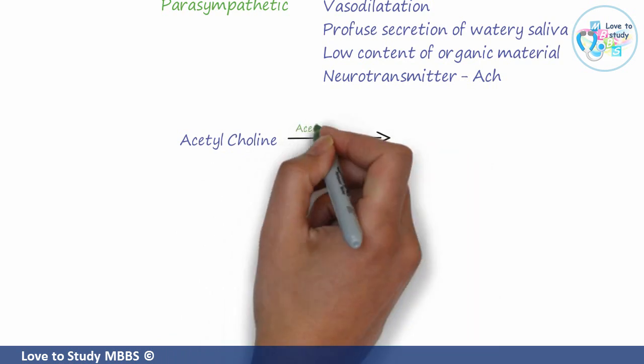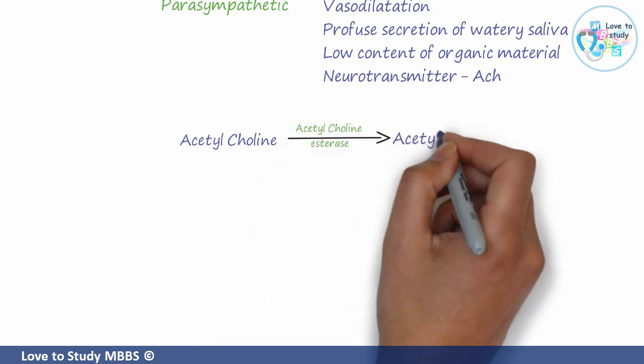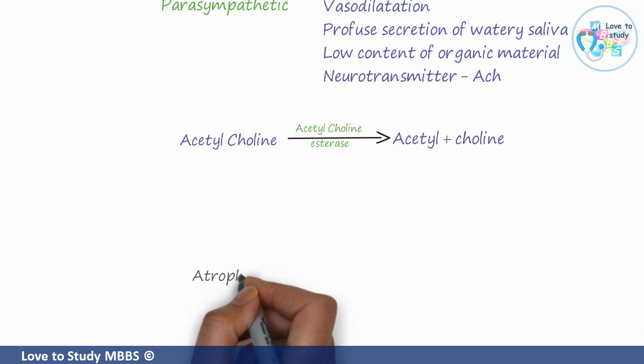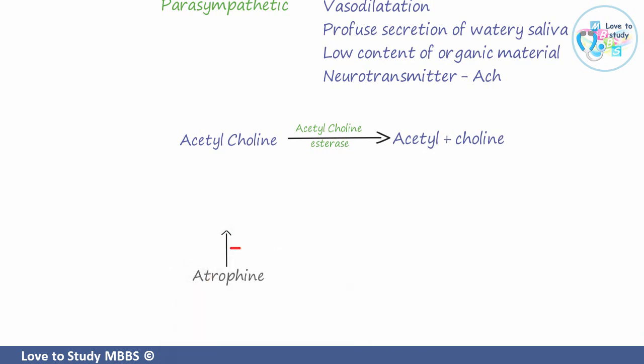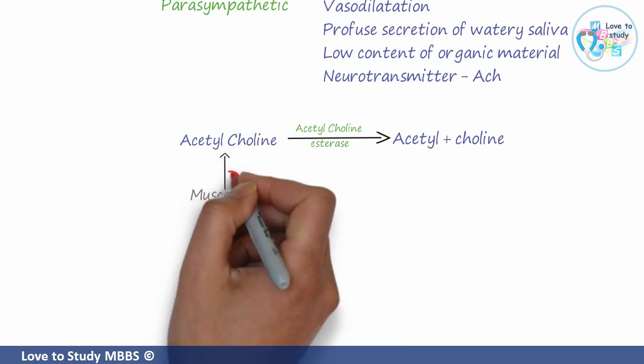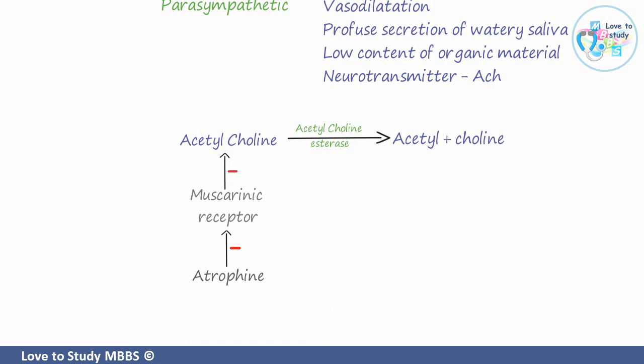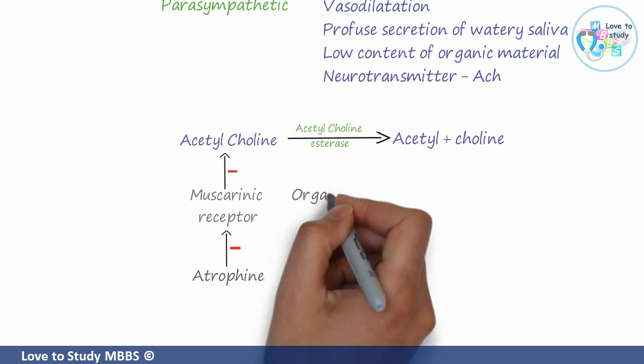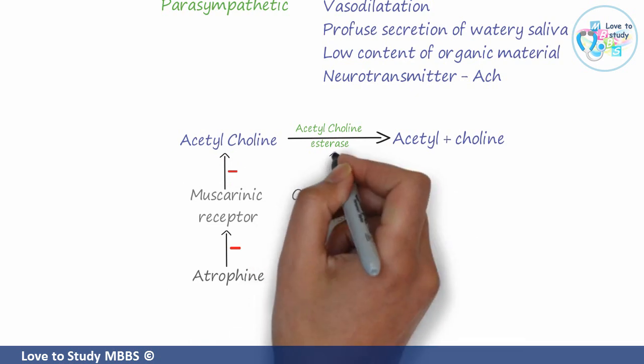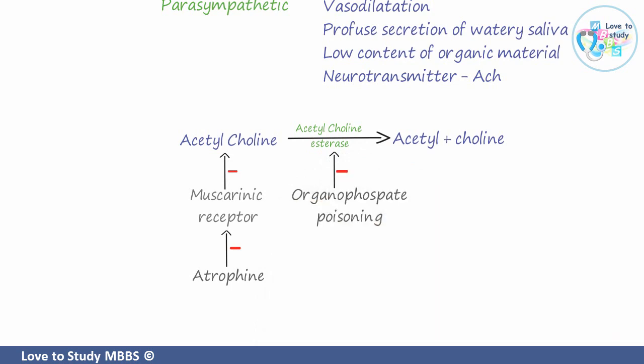After the release, acetylcholine is broken down into acetyl and choline by the enzyme acetylcholinesterase. Atropine is a muscarinic receptor blocker, so acetylcholine can't bind to its receptors. Therefore, atropine reduces salivary secretion. Organophosphates inhibit the action of the enzyme acetylcholinesterase, so elevation of acetylcholine leads to hypersalivation.